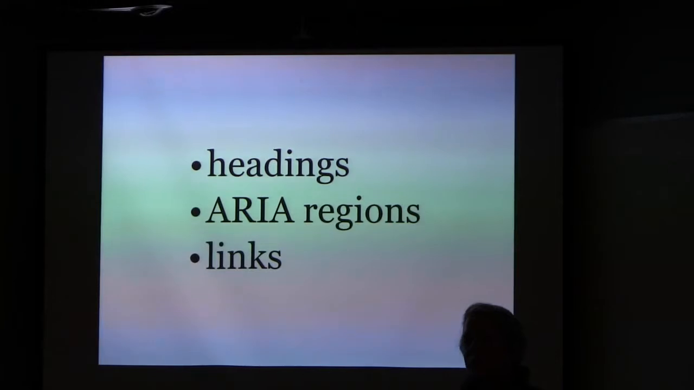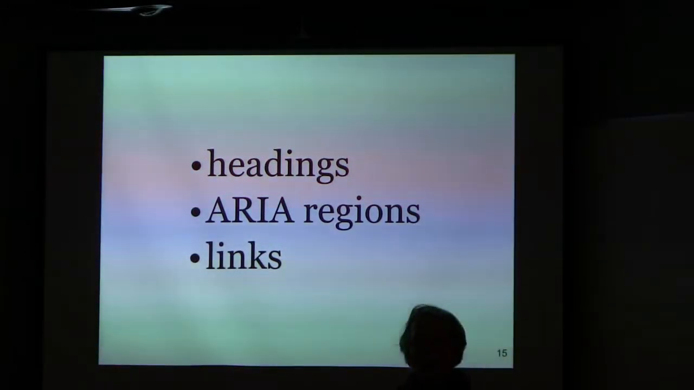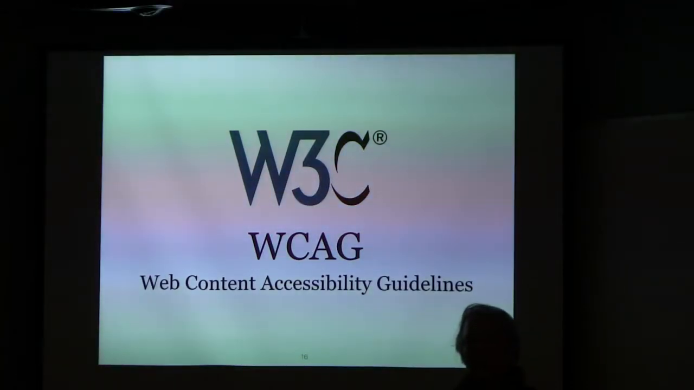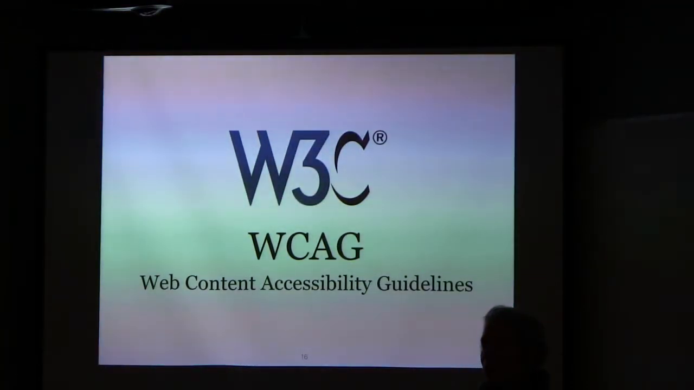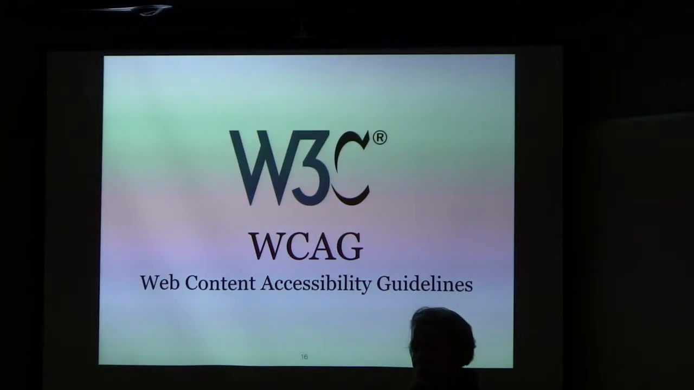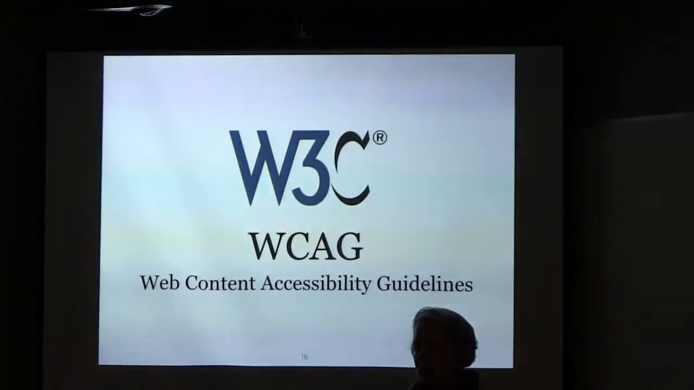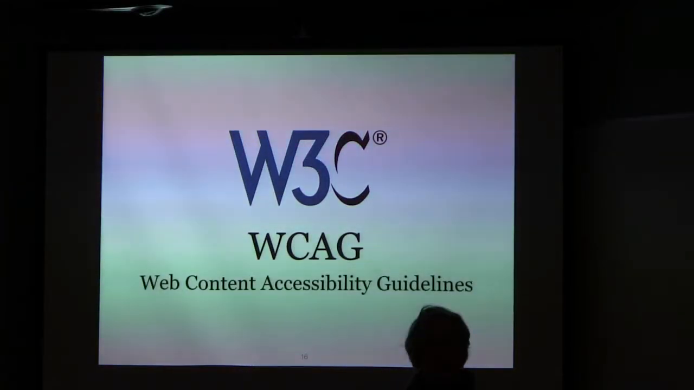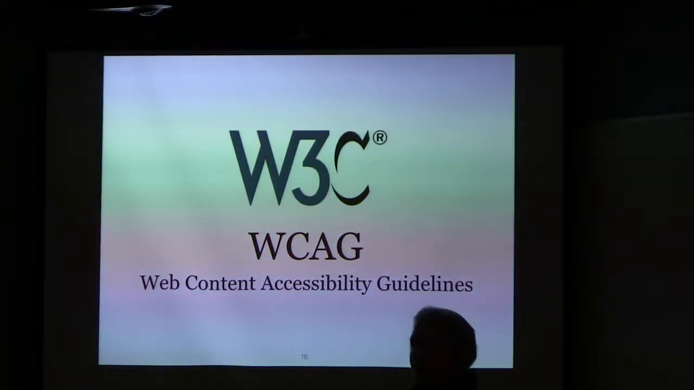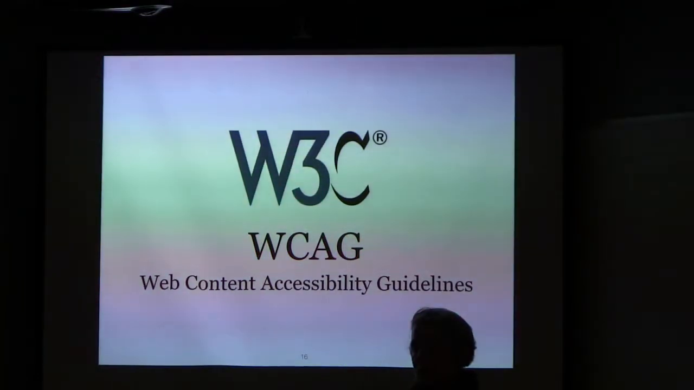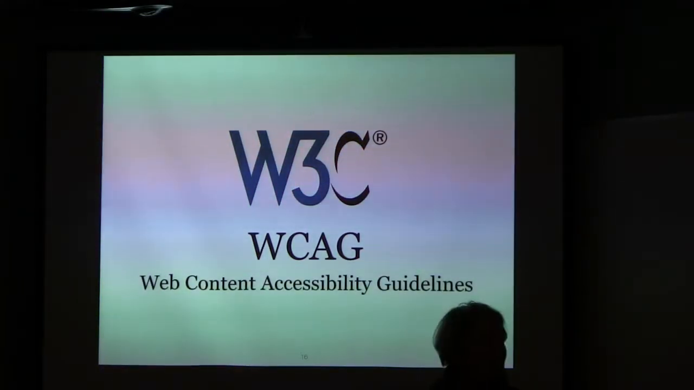So how do we know how to use stuff? How do we know what to do to make a site accessible? There are guidelines. The World Wide Web Consortium, the W3C, is an international community that develops standards for the web. Members include businesses and universities, nonprofit organizations, governments, and individuals.